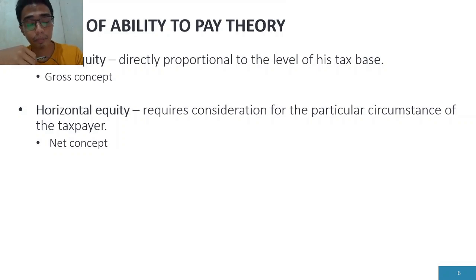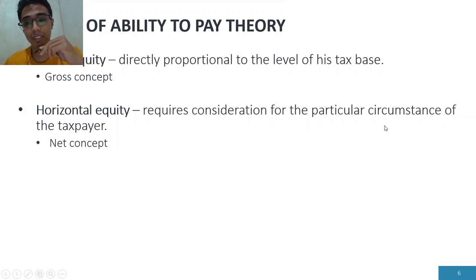Mrs. A and Mrs. B. So we have two taxpayers. Mrs. A and Mrs. B both earn around 200,000 per year. Okay, so under vertical equity, Mrs. A and Mrs. B should both pay the same amount of tax, kasi nga pareho silang amount ng income nila, right? So yung level ng tax base nila is the same. Pero under naman sa horizontal equity, sabi dito, requires consideration for the particular circumstance of the taxpayer.